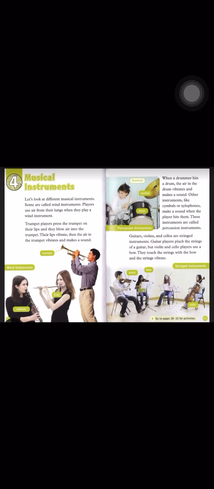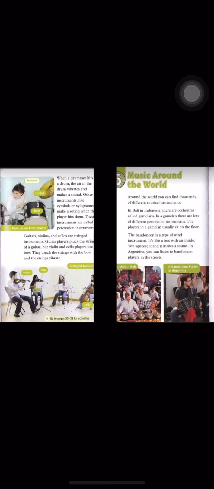When a drummer hits a drum, the air in the drum vibrates and makes a sound. Other instruments like cymbals and xylophones make a sound when the player hits them. These instruments are called percussion instruments. Guitars, violins, and cellos are stringed instruments. Guitar players pluck the strings of a guitar, but violin and cello players use a bow. They touch the strings with the bow and the strings vibrate.